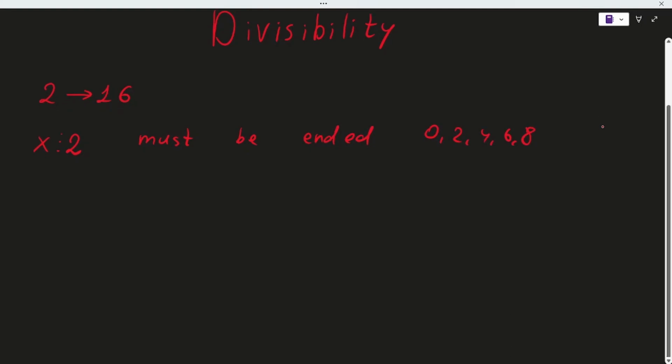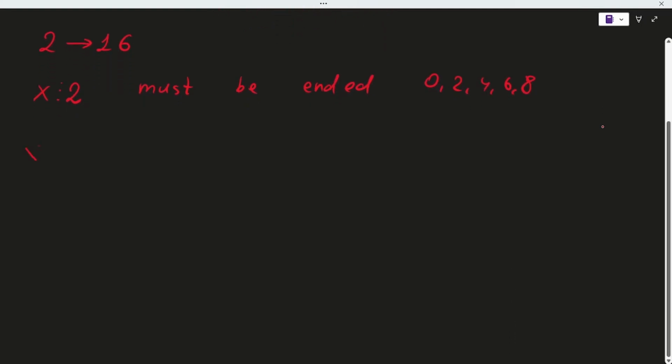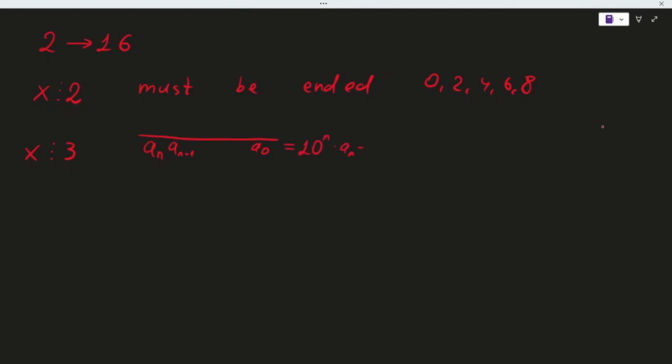If the number is divisible by 3, then the sum of the digits of x must be divisible by 3. So if we present x with digits a_n, a_{n-1}, and so on, this number can be expanded as 10 to the power of n times a_n plus 10 to the power of n minus 1 times a_{n-1}, and so on, all the way up to 10 to the power of 0 times a_0.